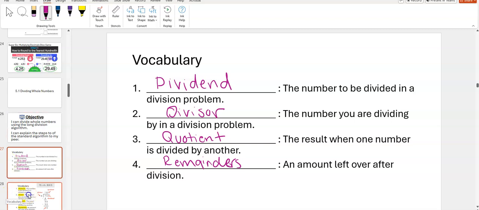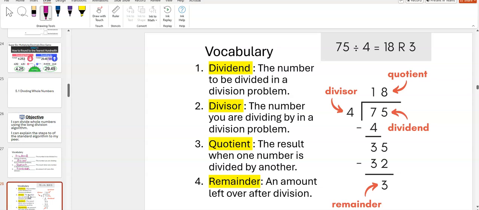All right, if my handwriting isn't super clear, or if you need a nice visual, here are the words again. So the dividend is the one that's inside the house. The divisor is the one outside the house, and the quotient is your answer, which is on top of the house. When I divide through, if my number does not go in evenly, whatever is left over that the divisor cannot evenly go into is my remainder. It is what remains. And so this answer would be 18 with a remainder of 3.